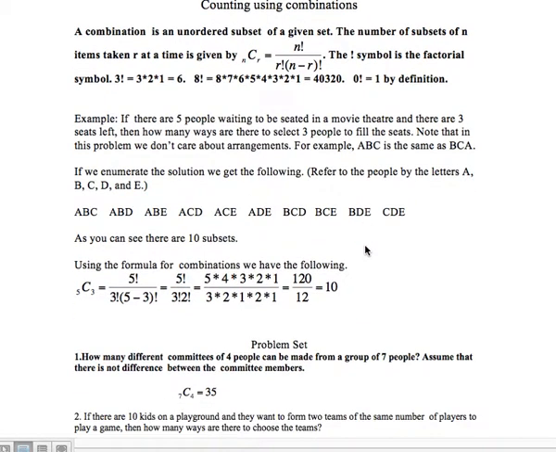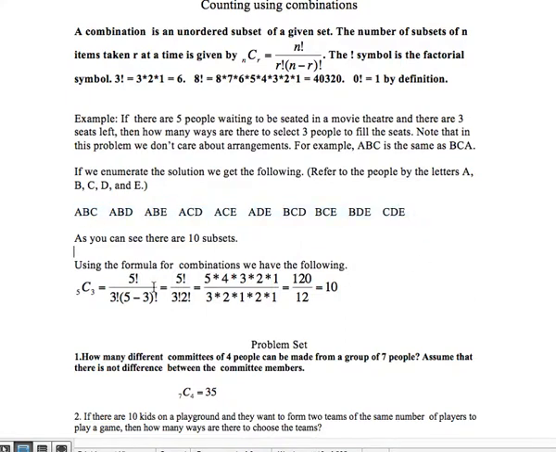So let's look at how that would work in an example. If there are 5 people waiting to be seated in a movie theater and there are 3 seats left, how many ways can we seat them if we really don't care who sits in what seat? In other words, their ordering or their arrangement doesn't matter to us. If we list these, we would come up with actually 10 ways to do it.